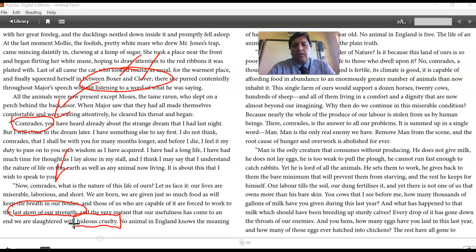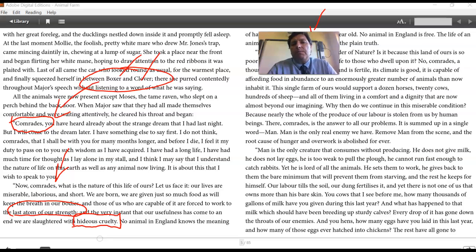No animal in England knows the meaning of happiness or leisure. No animal in England is free. The life of an animal is misery and slavery. That is the plain truth. So the suggestion is a big one. Slavery, not working for a wage, not working for food, anything like that.